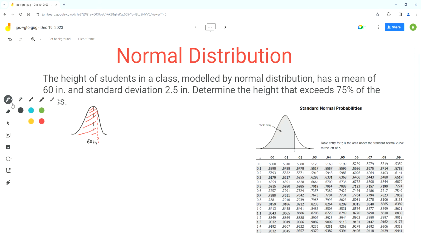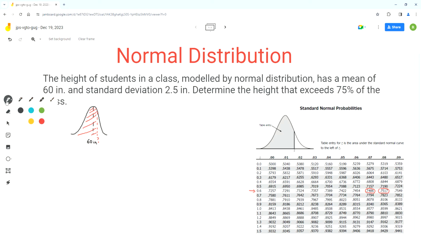Now I found two values closest to 0.75. One value is slightly below 0.75 and the other one is slightly above 0.75. Both of these values lie in the row 0.6 and in the columns 0.07 and 0.08. So the approximate value can be 0.675, in between 0.07 and 0.08. So that's our first step.